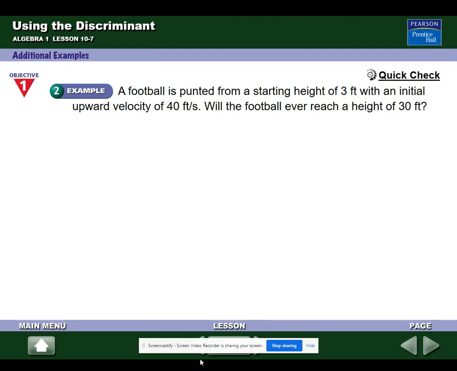It says a football is punted from a starting height of 3 feet with an initial upward velocity of 40 feet per second. Will the football ever reach a height of 30 feet? We keep coming back to this. The h equals negative 16t squared plus the initial velocity 40t plus the initial height, which is 3. That means that the ball leaves the punter's foot at a height of 3 feet.